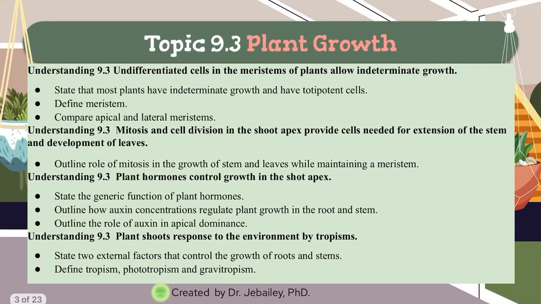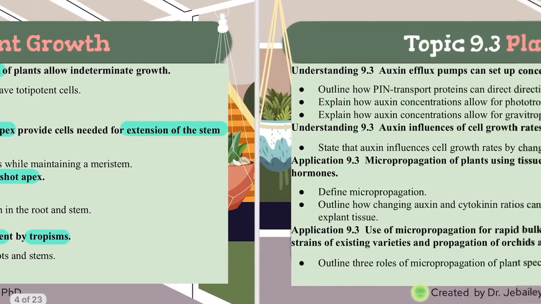So, what are the things that we're going to target on? We're going to talk about undifferentiated cells such as meristems that are found in plants. We're going to talk about how the shoot apex has to do with extending the stem by mitosis and cell divisions, basically of undifferentiated cells such as the meristems. We also going to talk about how plant hormones can control the shoot apex, which means the growth of the plant. We're also going to talk how the shoot responds to the environment by tropism, which means depending on the gravity, depends on the light, it will tell you which way the plant will grow.